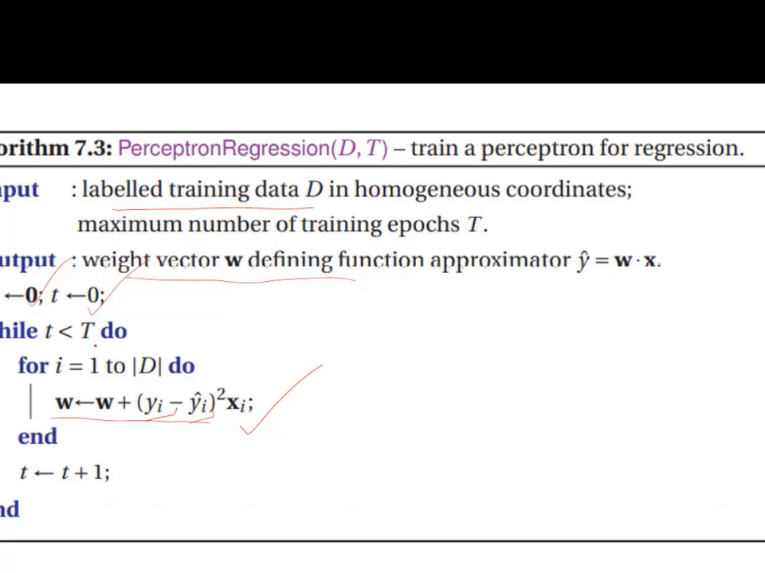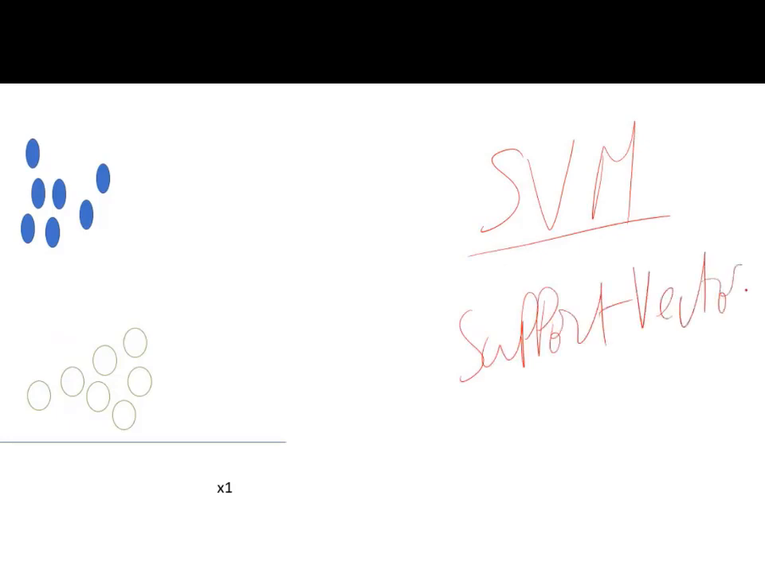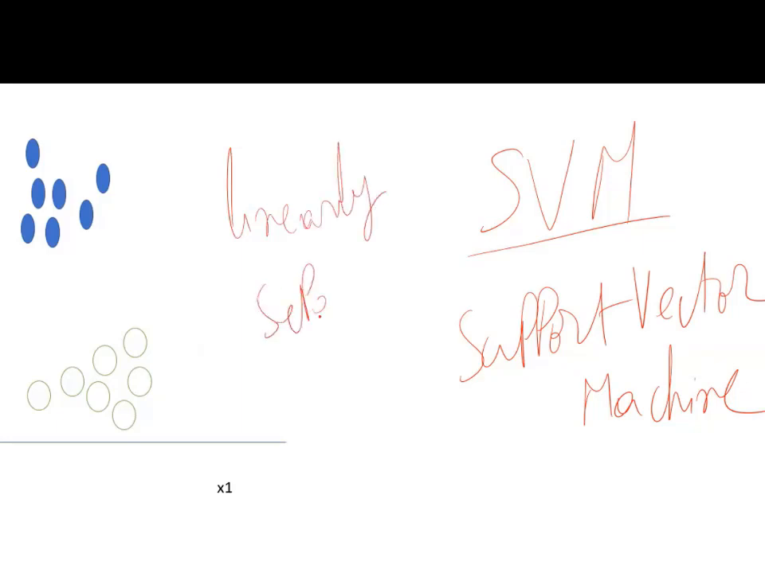Now let us move on to what is called support vector machine, SVM. Let us see linearly separable. What do you mean by linearly separable? Suppose, let us take two independent variables, x1 and another independent variable. Let us see the classes. There are two classes: one is filled circles, another one is empty circles.